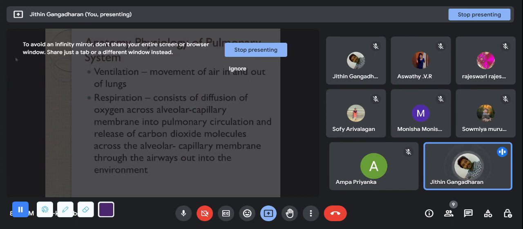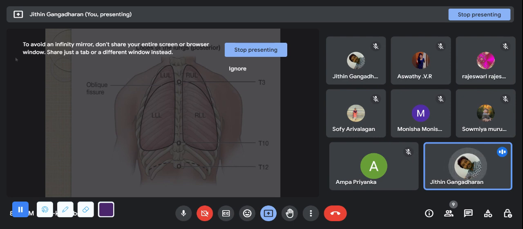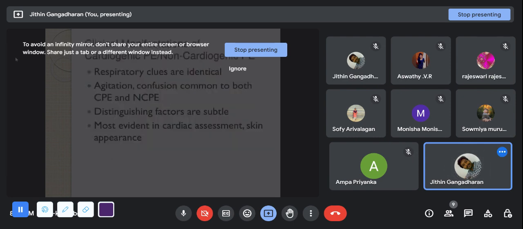Clear? So the anatomy of the pulmonary system, we have already explained yesterday. Now see this one: clinical manifestation of cardiogenic or non-cardiogenic pulmonary edema. Usually pulmonary edema may be associated with cardiogenic diseases, or it may be simply because it is affecting the respiratory system. So let me discuss the condition here also.